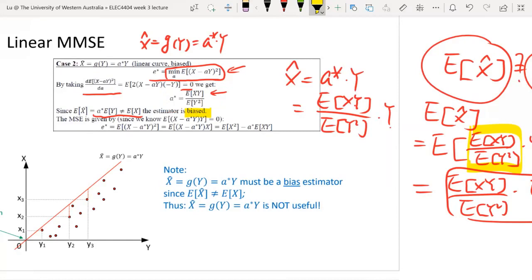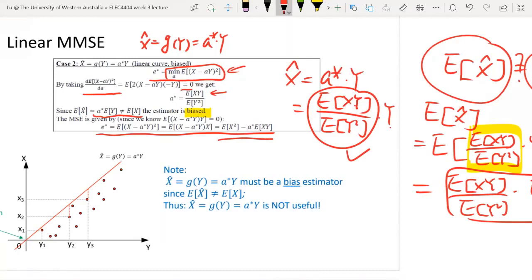Okay, so the bias means not very good. But if you use such an estimator, let's keep going one more step. When the optimal A is selected, in other words, when this A is used in such an estimator, the corresponding minimized mean square error is equal to this one.